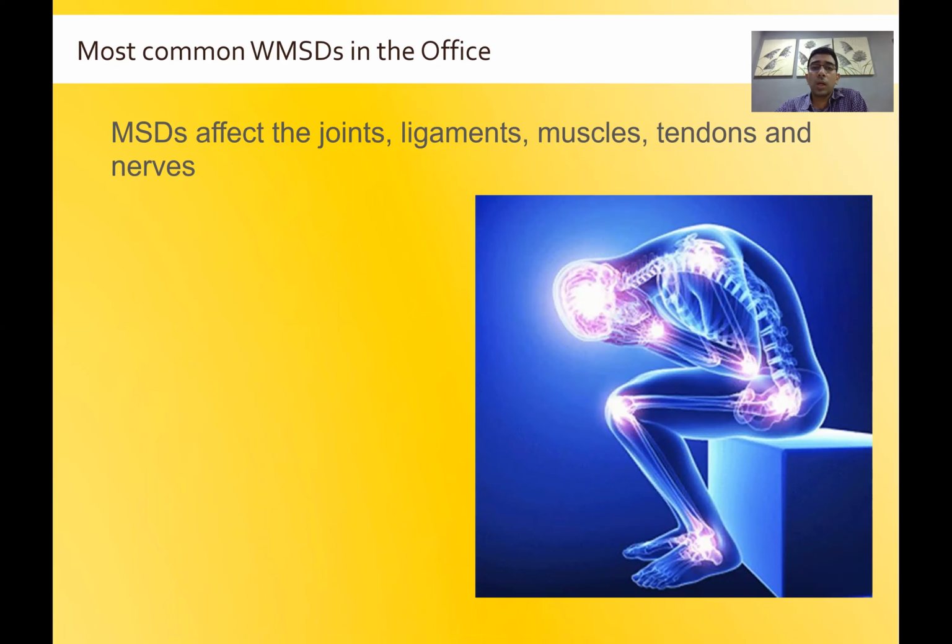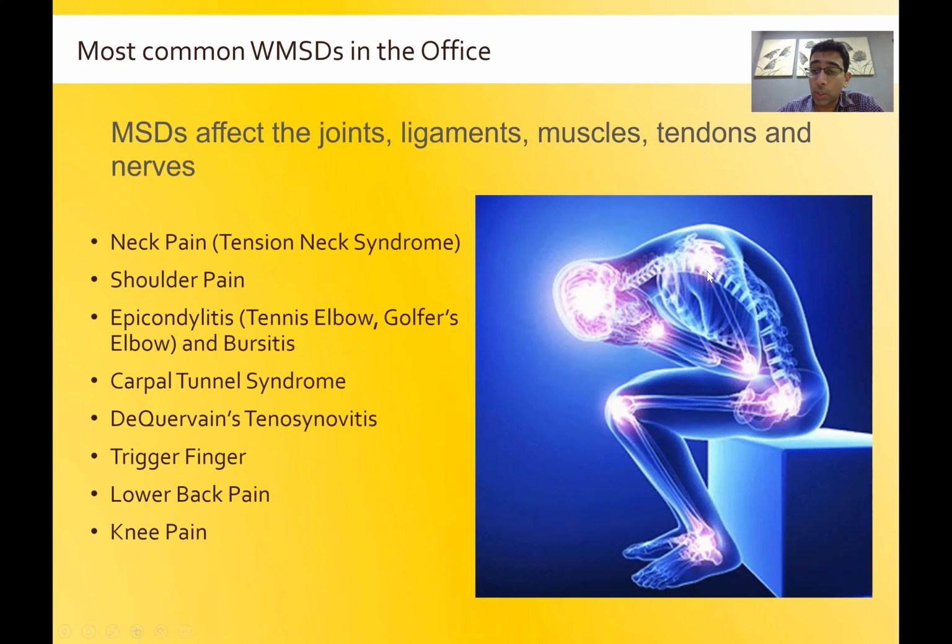So what are the most common work-related MSDs in the office? MSDs, as I mentioned earlier, can affect the joints, the ligaments, the muscles, the tendons, and the nerves. Okay, and it can affect any part of the body: shoulder, elbow, the wrist, the hips, the knees, and the ankles as well. So you have different types of MSDs like neck pain or tension neck syndrome, shoulder pain, epicondylitis or elbow pain, which can either be tennis elbow or golfer's elbow, and bursitis, carpal tunnel syndrome, that is at the wrist, De Quervain's tenosynovitis, again at the wrist, trigger finger, okay, lower back pain, and knee pain as well. These are just a few of the different MSDs that we can see.